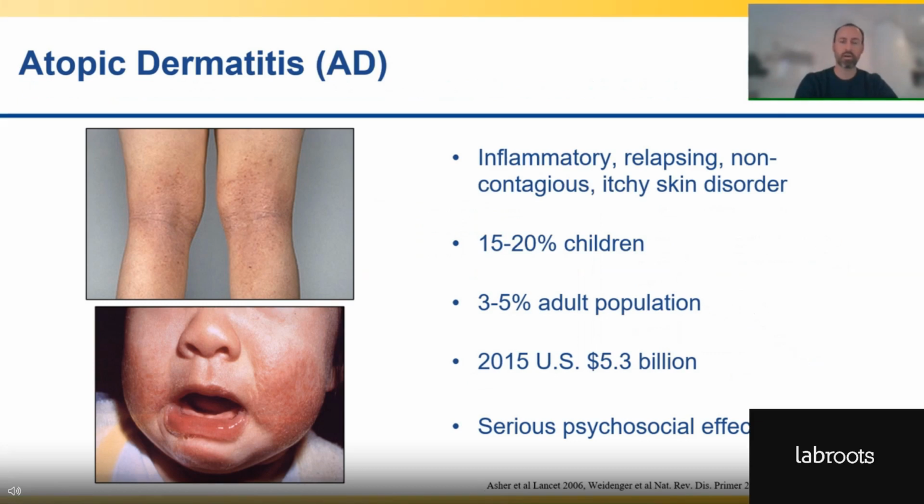Next, I'll talk about our research into understanding the immune mechanisms that drive inflammatory skin disorders, such as atopic dermatitis. Atopic dermatitis is an inflammatory, relapsing, non-contagious itchy skin disorder that affects up to 20% of children. Most children will outgrow atopic dermatitis. However, 3 to 5% of the adult population will have persistent issues. There is a high financial burden and serious psychosocial effects to this disease.